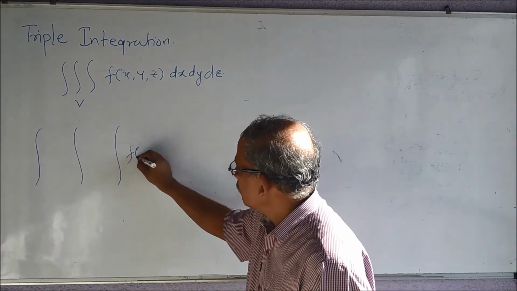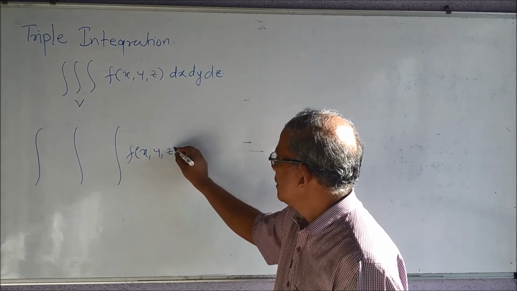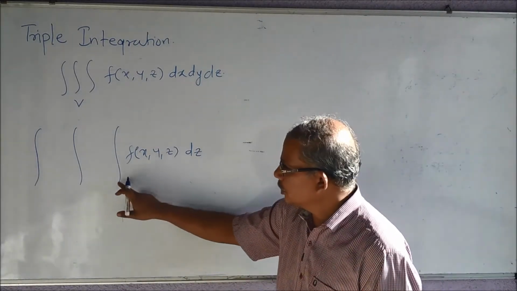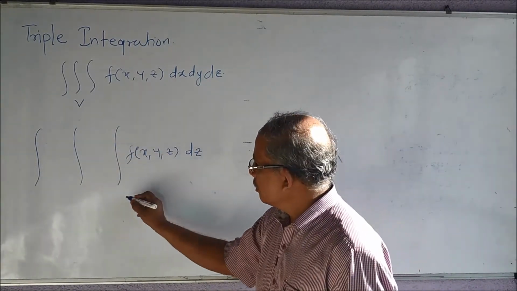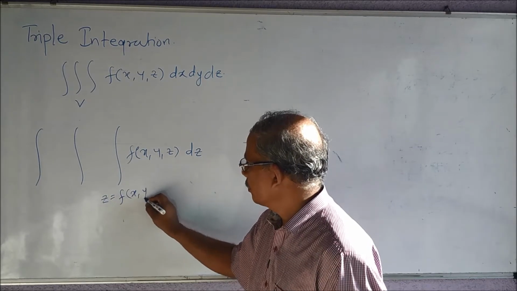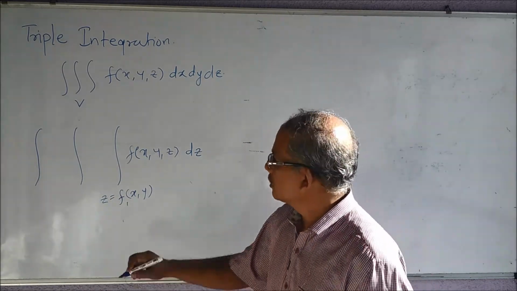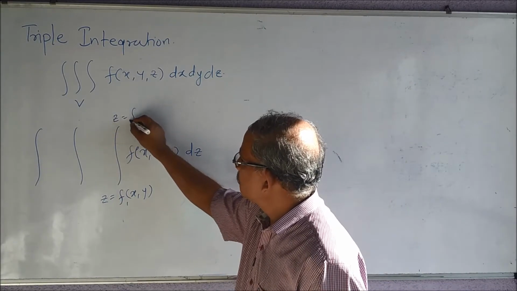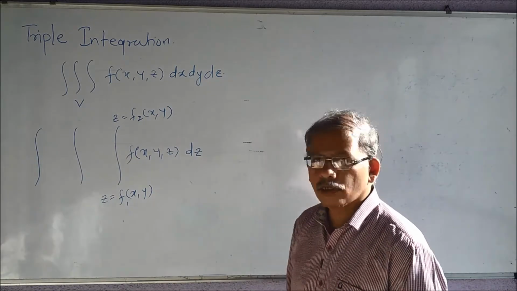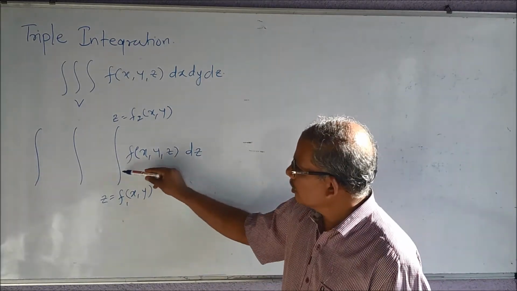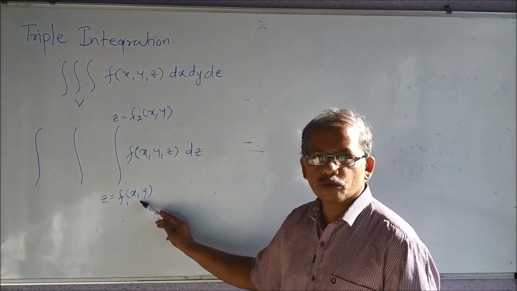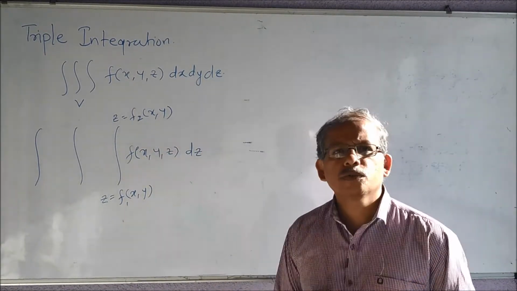So I say here f(x, y, z) dz. And the integration limits are like this: z equal to some function of x, y on the lower side and z equal to some function of x, y as the upper limit. So you have to express the limits of the inner integration as z equal to some function of x, y.